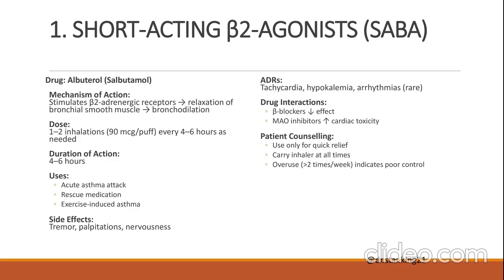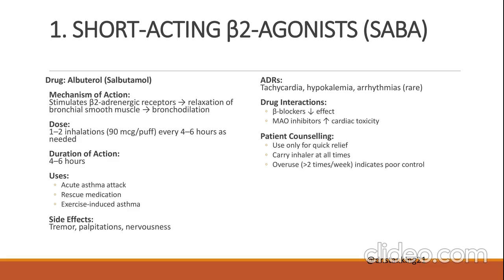Short-acting beta 2 agonist, SABA. The drug is albuterol, also known as salbutamol. Short-acting beta 2 agonists are the first drugs used in asthma because they provide rapid relief. Albuterol works by stimulating beta 2 adrenergic receptors present on bronchial smooth muscle. This leads to relaxation of airway muscles, causing bronchodilation and easy airflow. Albuterol is used as a rescue inhaler.